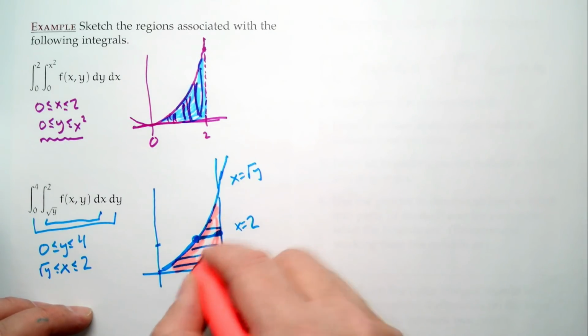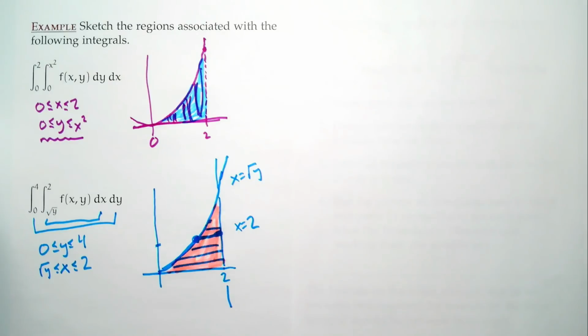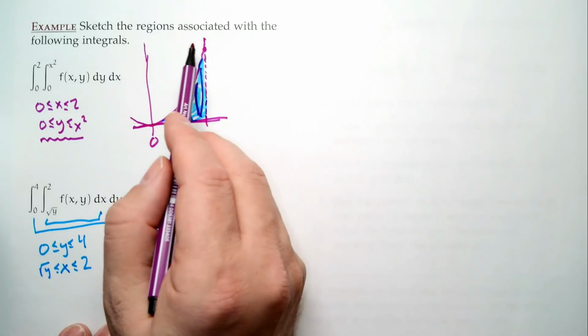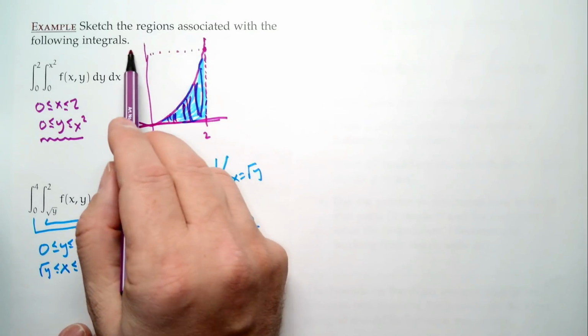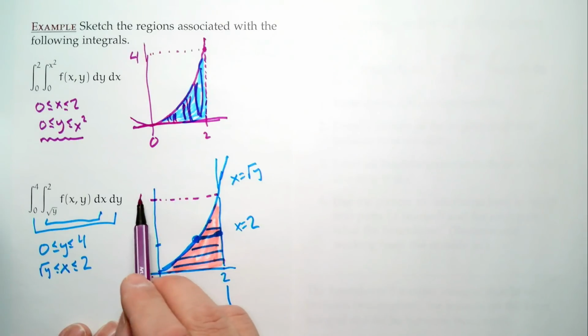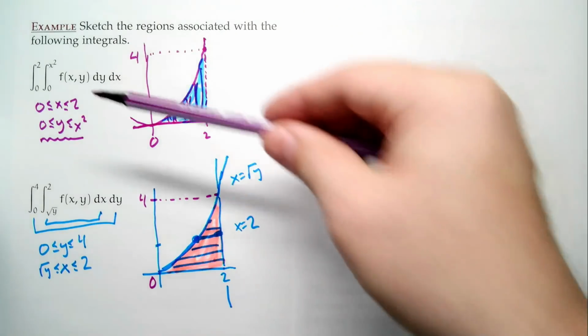Now, let's pause for a second and look at these two. What seems to be the case? Turns out, and I didn't mark where 4 is, 4 is here. They're actually the same region. What does that say about these two integrals?